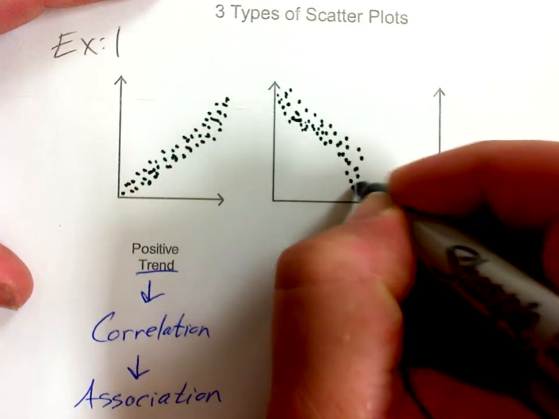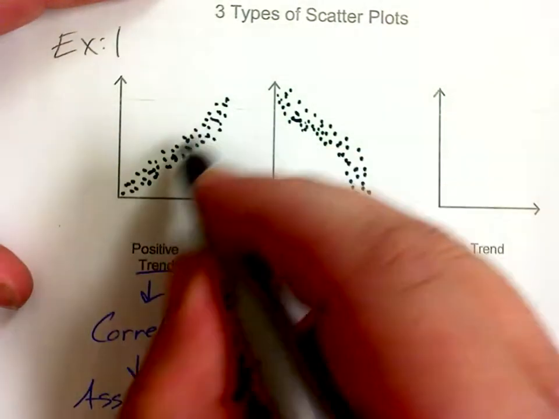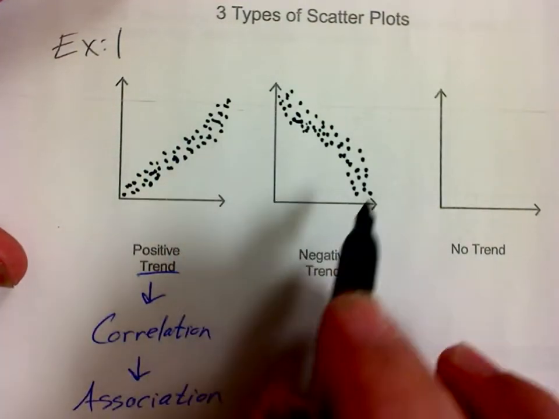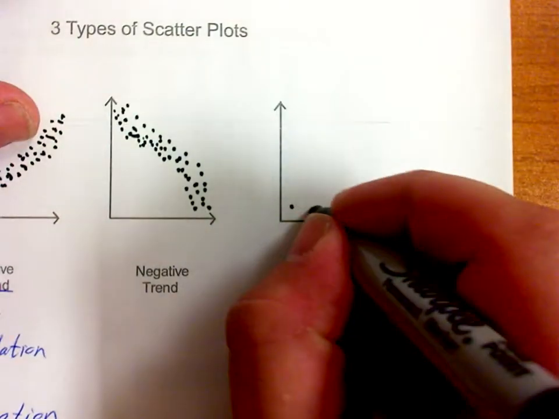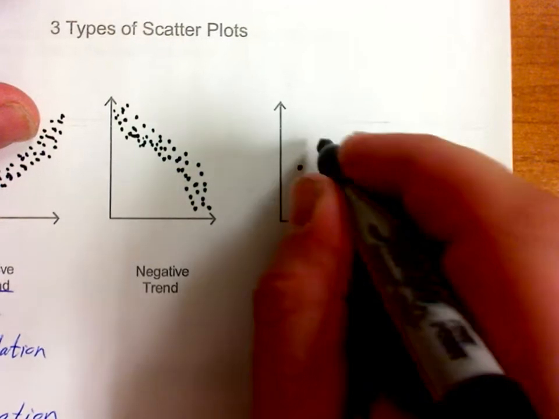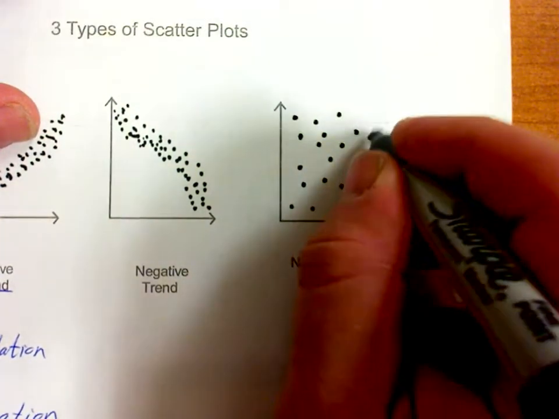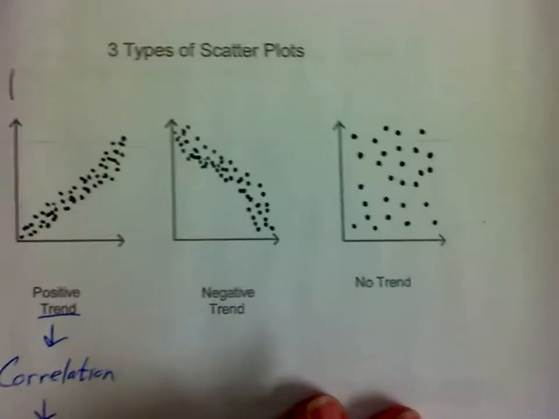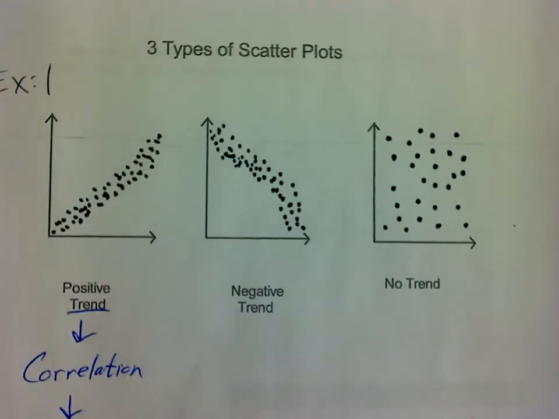Another way we can think of these: for a positive trend, if you think of a line of best fit going through here, it will have a positive slope. This one will have a negative slope. And for no trend, we just don't really see any sort of correlation, association, or trend with that one. So that is the three different types of scatter plots that we might encounter.